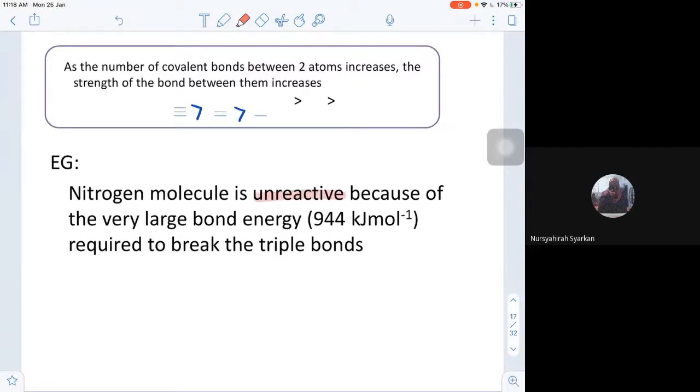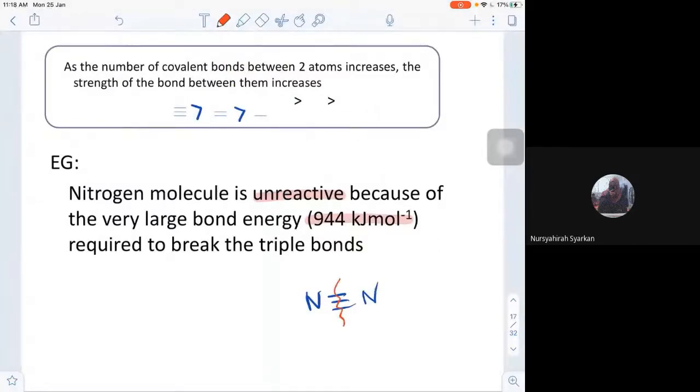What is the meaning of unreactive? It is hard to react. React means that they are able to break the former bond and form a new bond. Then why does nitrogen become unreactive? Because the bond energy is 944 kilojoule per mole. This means that to break a bond in nitrogen, in which we know that nitrogen has a triple bond, to break these three bonds between the two nitrogen atoms, it requires 944 kilojoules of energy.